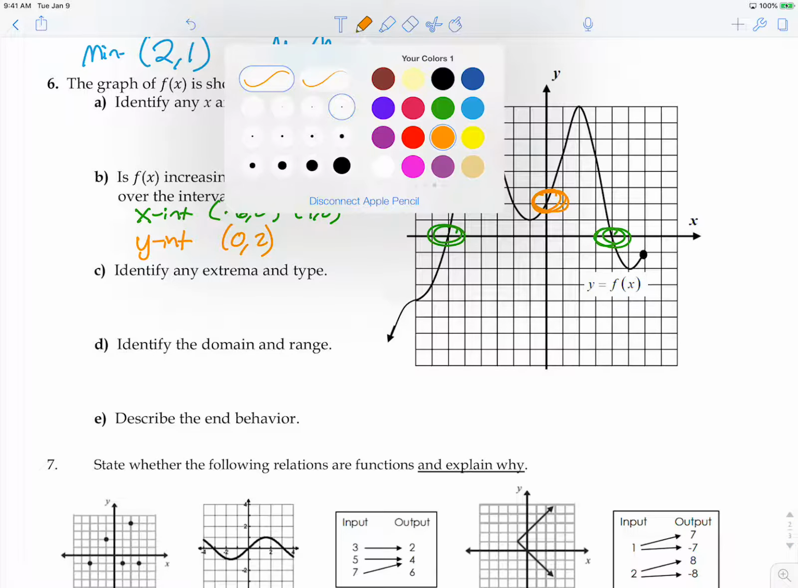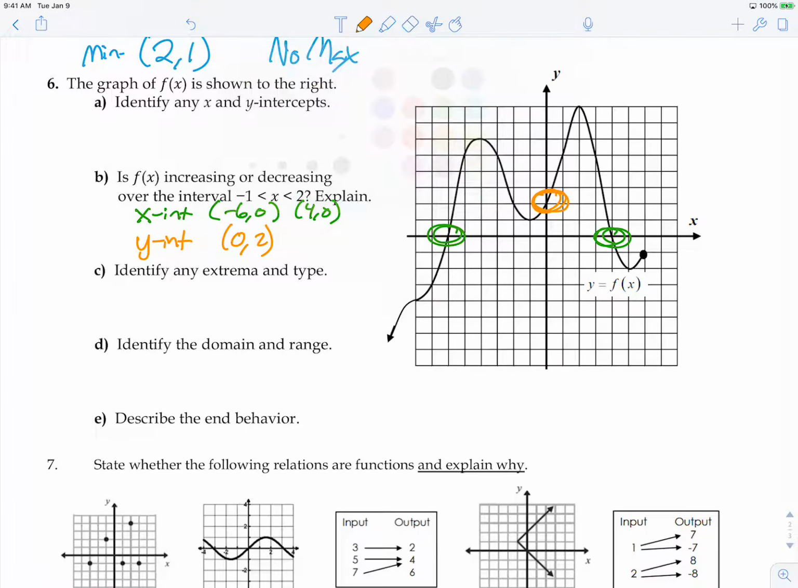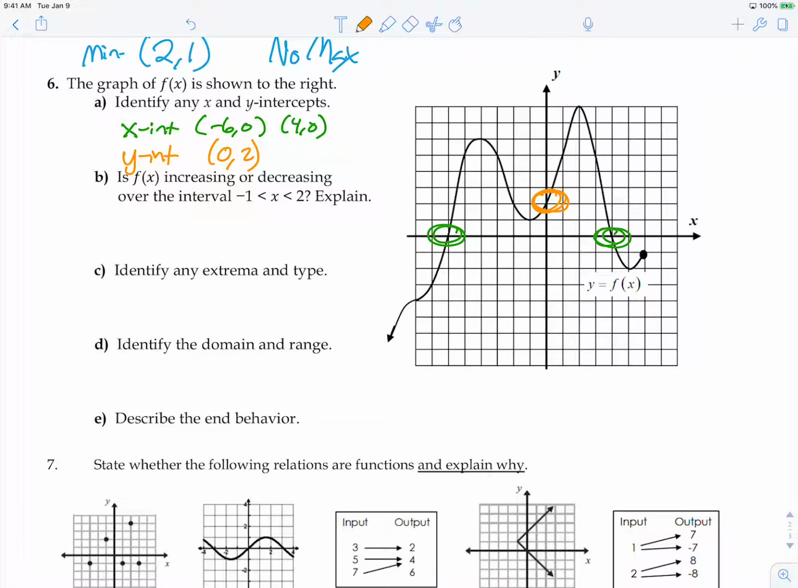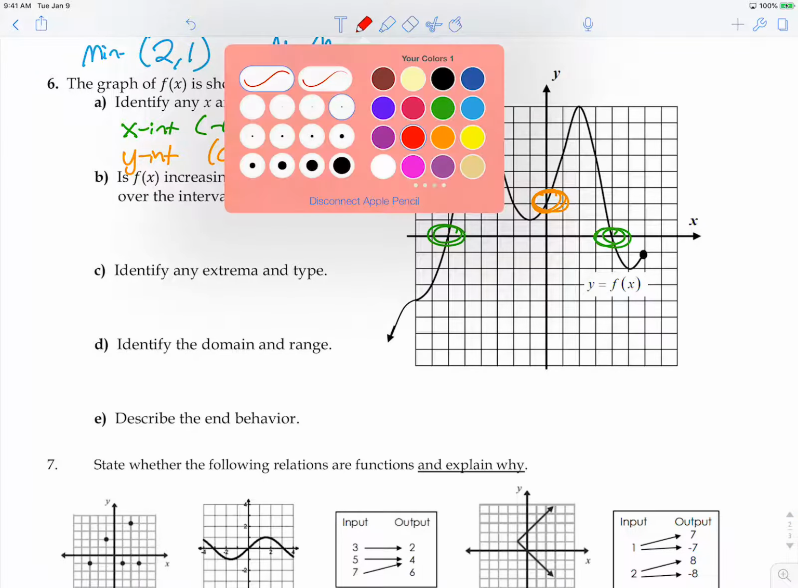Okay, for the extrema, no. Yes. Oh, I wrote that in the wrong spot. Geez, I'm doing really good today. Okay, the next one. Sorry for all my mistakes, you guys.